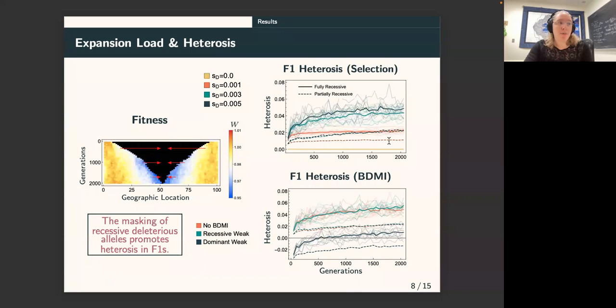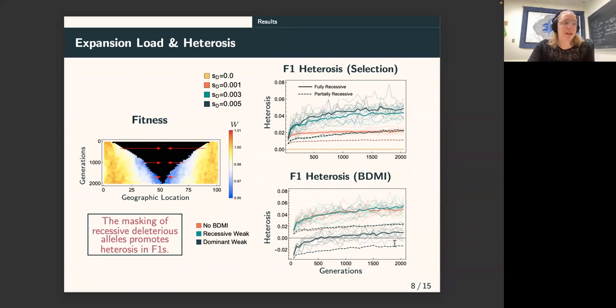The dashed lines here represent partially recessive mutations instead of fully recessive, and this just gives you a fraction of the heterosis. Heterosis also depends on the amount of recombination, whether or not we have BDMIs. So if you have a dominant BDMI, which means that all hybrids experience that incompatibility, this will just reduce the amount of heterosis that we see. All right, so that's what we see during range expansion.